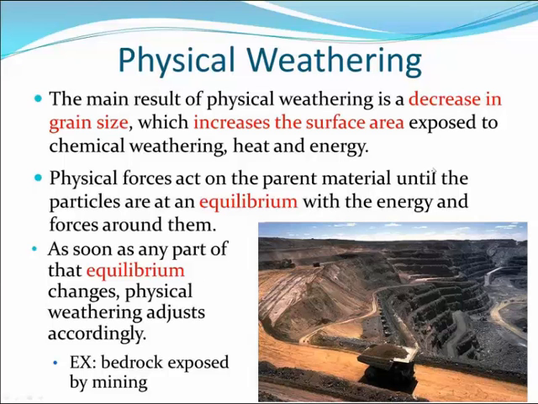The main result of physical weathering is to decrease the grain size, which increases the surface area exposed to chemical weathering, heat, and energy. Again, as the grain size decreases from boulders to cobbles to gravel to sand and further into clay and oxides, the surface area increases greatly. The physical forces that act on the parent material continue to act until an equilibrium is reached with the energy and the forces around them, the heat and the energy. But as soon as any part of that equilibrium changes or is disrupted, then physical weathering adjusts accordingly.